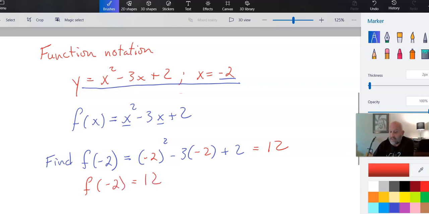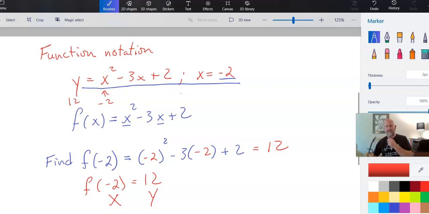Now, that tells you something else too, because this -2 was put in place of x. So this is your x value. The value that you got out is your y, right? And we can look up here. When I plugged in -2 for x, I got that y was 12, right? And now I've just pulled y out and I've given it the name f of x.